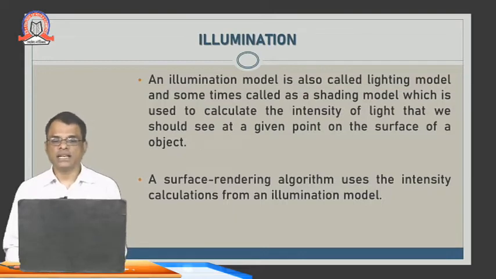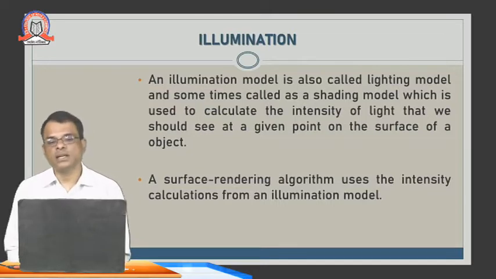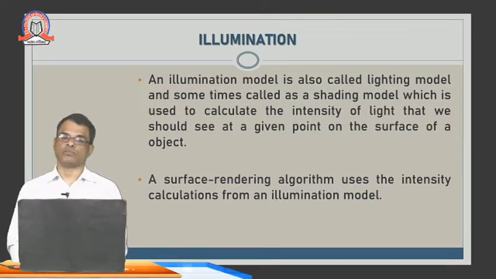A surface rendering algorithm uses the intensity calculation from an illumination model. So for calculating this, the surface rendering algorithm is used. Whenever light falls on the surface, at that time we have to calculate the intensity of the light. For displaying that actual surface, we have to calculate the intensity of the light at each point. That we can call an illumination model.